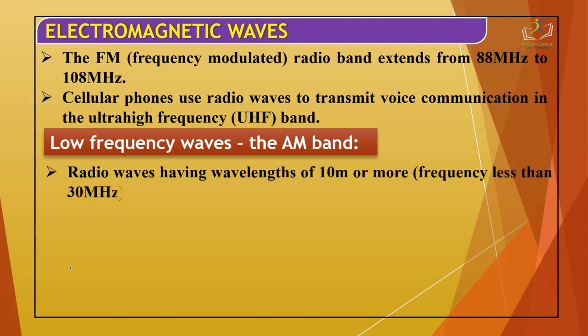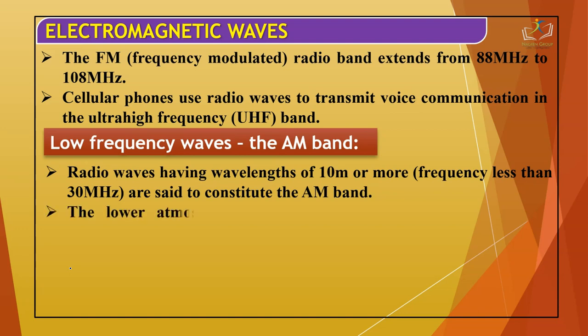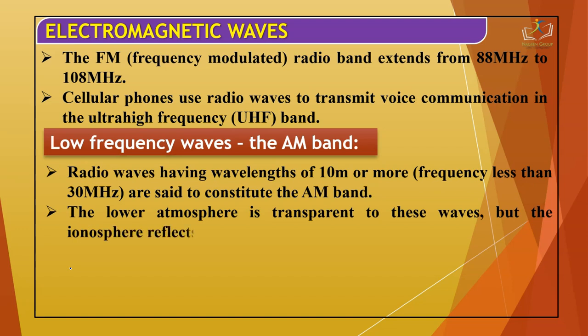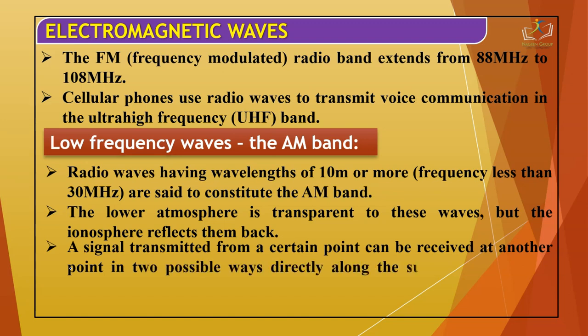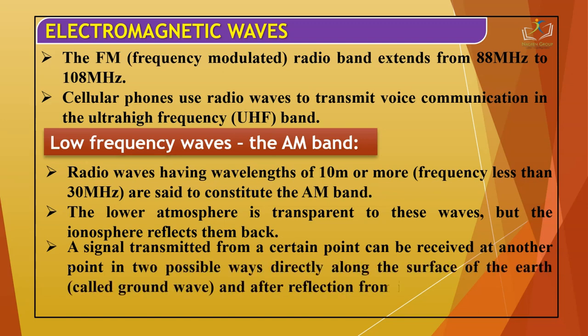Radio waves having wavelength of 10 meter or more, frequency less than 30 MHz, are said to constitute the AM band. The lower atmosphere is transparent to these waves, but the ionosphere reflects them back. A signal transmitted from a certain point can be received at another point in two possible ways: directly along the surface of the earth, called ground waves, and after reflection from the ionosphere, called sky waves.